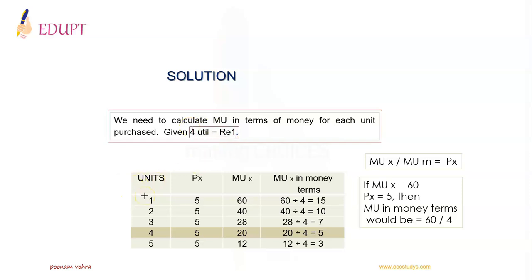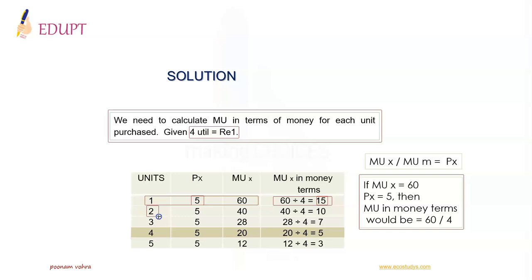So if 1 unit is purchased where price is rupees 5 per unit as given, marginal utility of commodity X is given as 60. So marginal utility in money terms would be 60 divided by 4, that is 15. Now comparing the cost and benefit. Cost is in terms of payment made, that is rupees 5. Benefit is in terms of satisfaction in numerical values. So in this case, benefit is more than the cost. So the consumer would like to buy another unit.